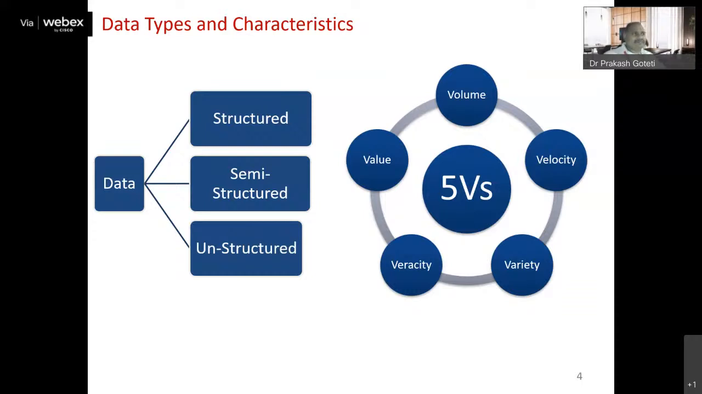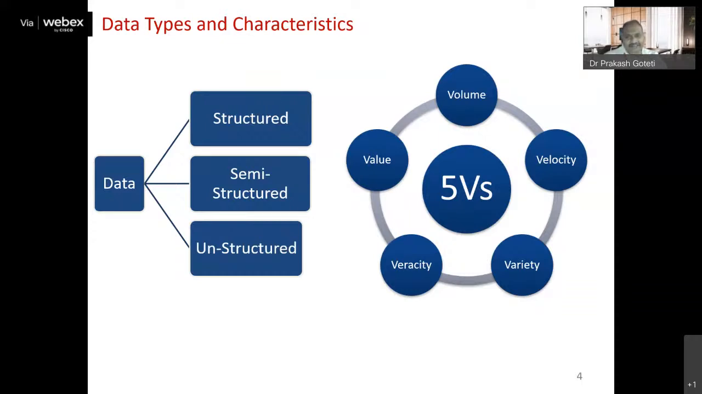Similarly, if you look at social platforms such as Twitter or Facebook, a lot of data is getting generated depending upon the popularity of that particular tweet, right? So this is about volume. Next one is velocity. Velocity refers to the speed at which the data is coming in.